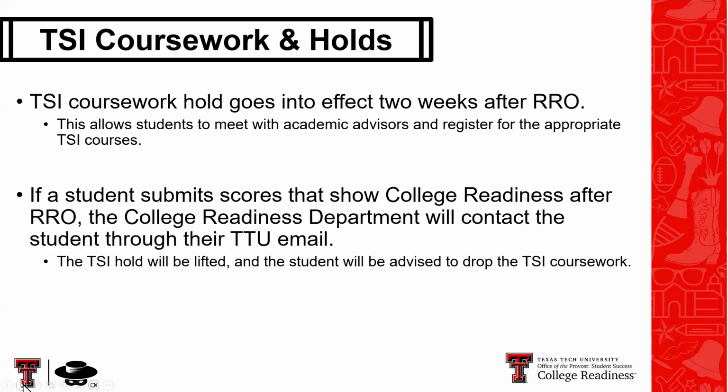And then once you do find out if you need coursework, get those classes put on your schedule. After you leave orientation, if you decide to go retest, or maybe you're going to test for the first time, when you submit those scores, if we see that you now have met an exemption or you've met the college readiness score for TSI, our department will reach out to you and say, congratulations, you have demonstrated college readiness and you no longer need those TSI classes that you registered for. So you will be advised to drop that TSI coursework, and we will notify you if you reach this status.